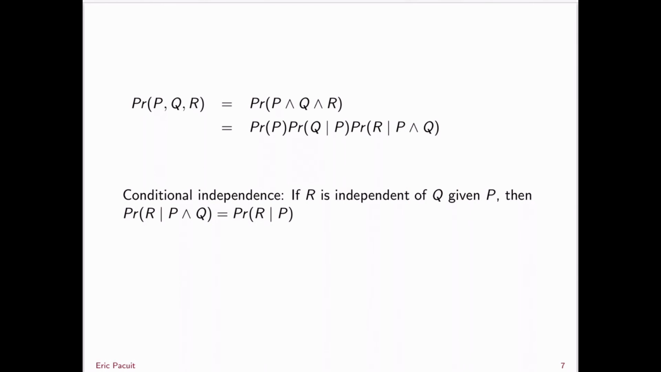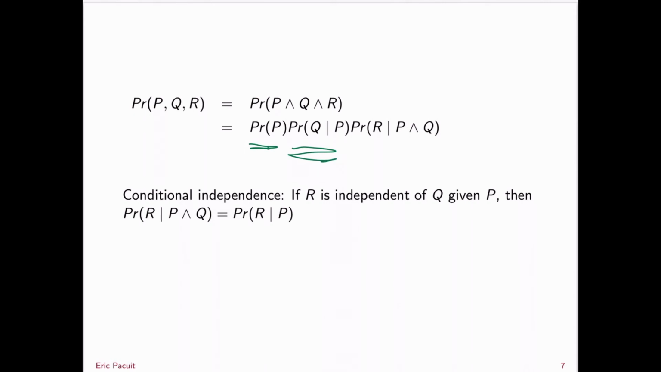Now, if you have 3 propositions, P, Q, and R, and we want to know what is the joint probability of P, Q, and R, that is, the probability that P is true, Q is true, and R is true, well, this is going to be equal to the probability of P, not times the probability of Q, because we don't know if P and Q are independent, but rather the probability of Q given P, and then times the probability of R given P and Q.